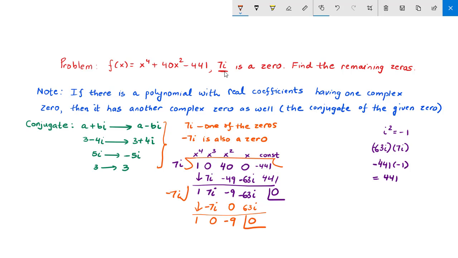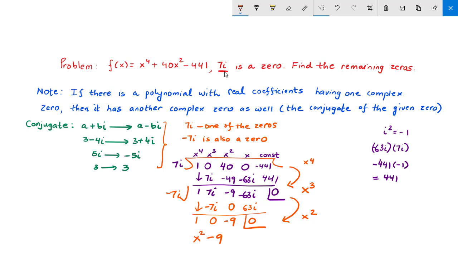So what I'm left with is this: in the first step, I reduced it from x fourth to x cube. My quotient was cubic. In the second step, I have reduced it to x squared. So the remainder is 0, and my quotient now is x squared, there is no x term, minus 9. And you have to factor it further.